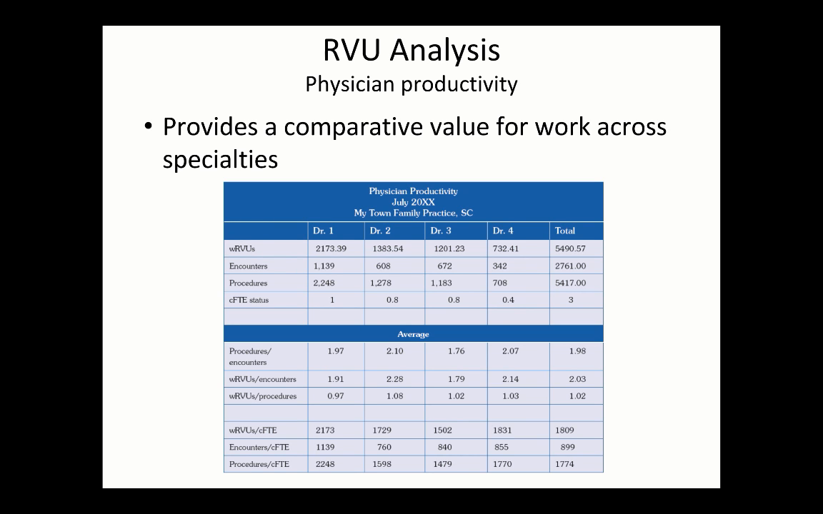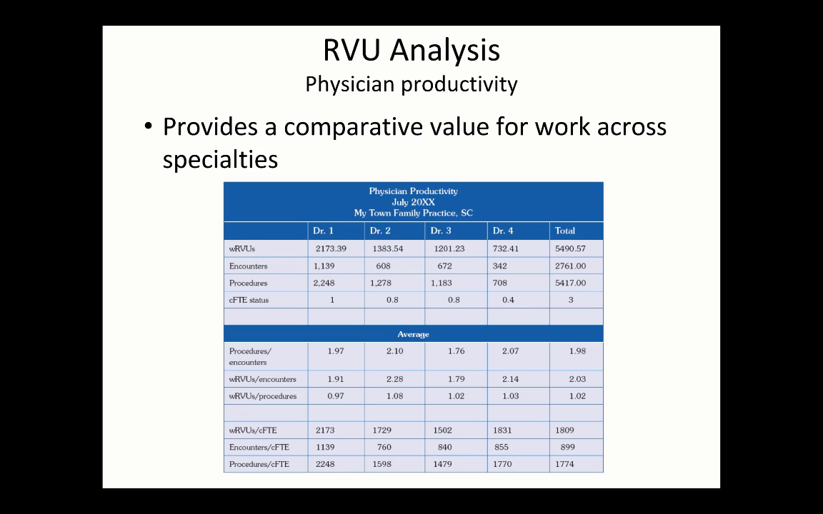We can calculate the average work RVUs per encounter as well. Again, using Dr. Number 4, if we take the work RVUs of 732.41 divided by the encounters of 342, we get an average work RVUs per encounter of 2.14. Finally, the average work RVUs per procedure can be calculated the same way. So Dr. Number 4 had 732.41 work RVUs divided by 708 procedures equals 1.03.